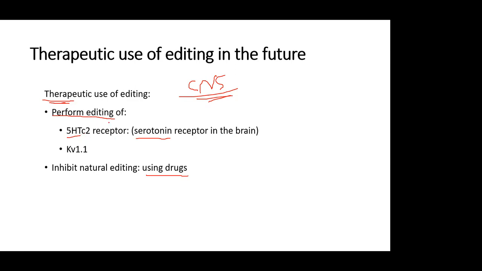If they can introduce some editing to that, they might be able to increase the effectiveness of certain drugs, or probably alleviate some of the CNS disorders, like anxiety disorders, like generalized anxiety disorder, or depression, or some of these. So the 5-hydroxytryptamine C2 receptor, they can perform some editing on that.